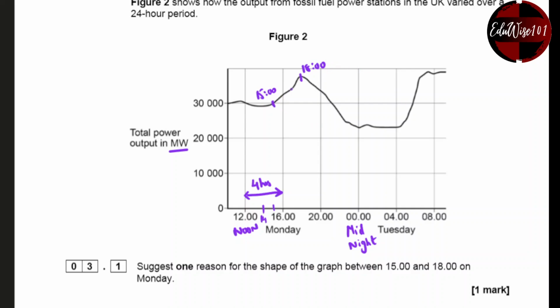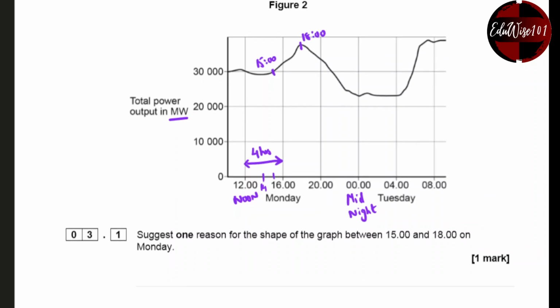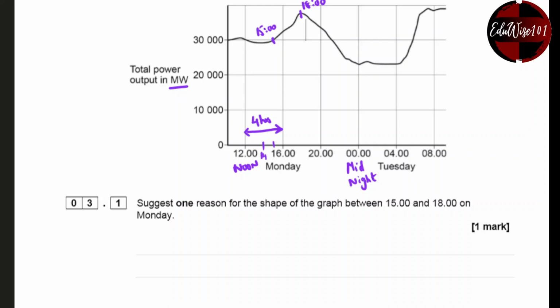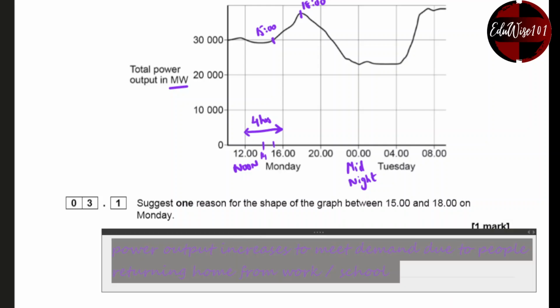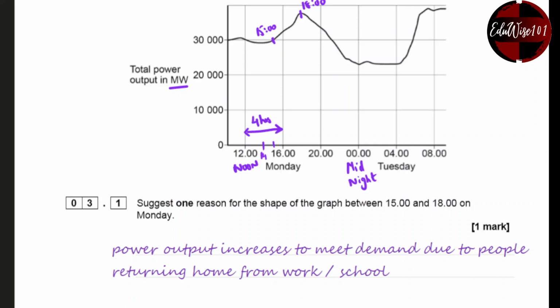Why is the power usage, the demand for power, actually going up? That's mainly because between 3 to 6 in the evening, people are going home. Students, kids, are going home from schools as well. So the amount of electricity being used by customers increases rapidly after 3 o'clock. So power output increases to meet the demand due to people returning home from work or from school.